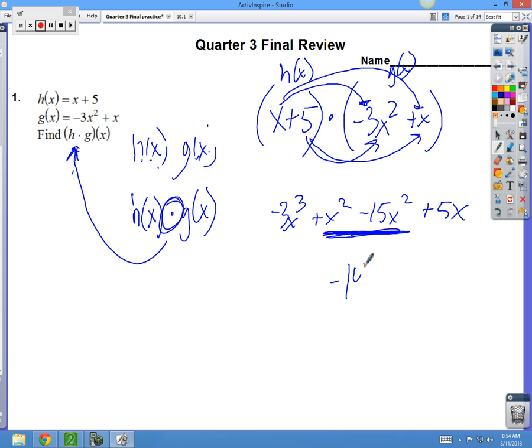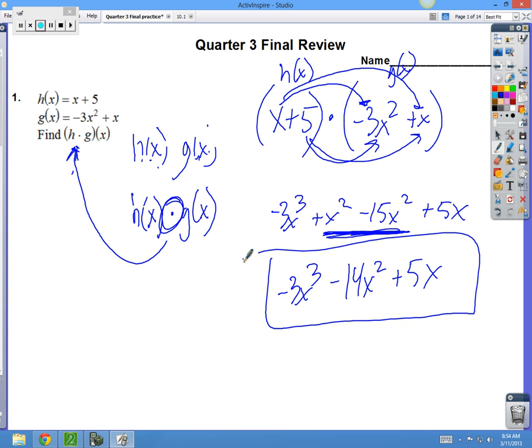So your final answer is this. You should have a negative 14x squared. You should have a negative 3x cubed. And you should have a positive 5x. The order of those 3 terms does not matter, but you got to have those 3 terms.